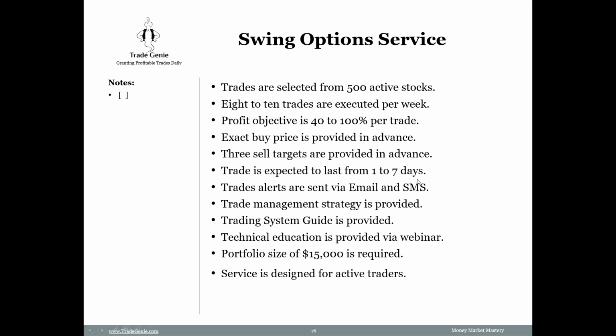My desire is that the trade should last anywhere from 1 to 7 days. But as you see, some trades have lasted for 28 days, so hang on to some trades. Trade alerts are sent via email and SMS. If you give us the phone number, we give you SMS. Constant updates provide you the target revision and some news of the charts.